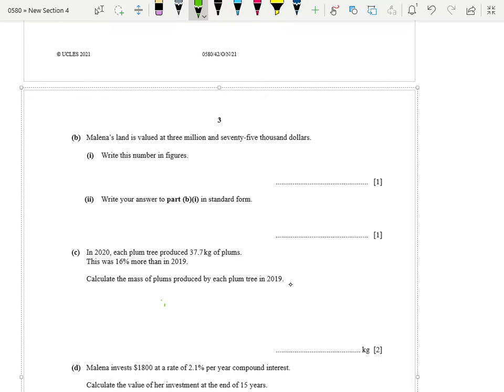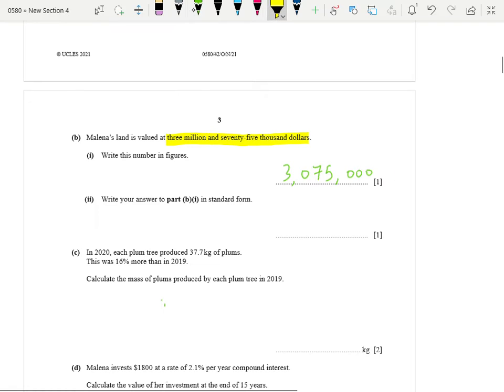Melina's land is valued at 3,075,000 dollars. That is a simple question, just write it in digits, figures. And a very similar question, you just have to convert this number that you just wrote into standard form.